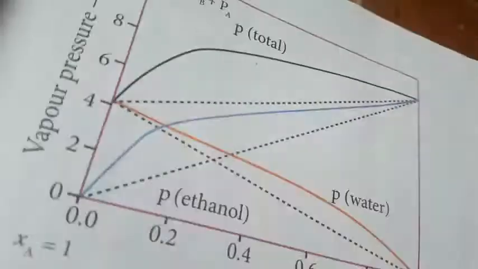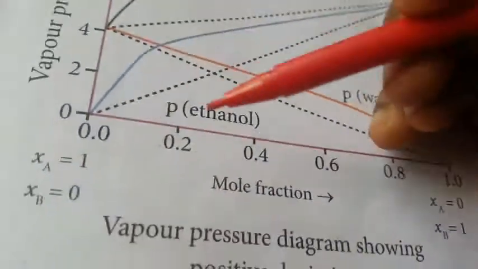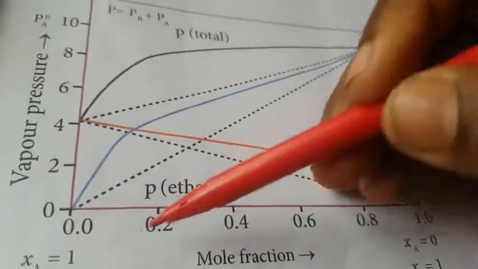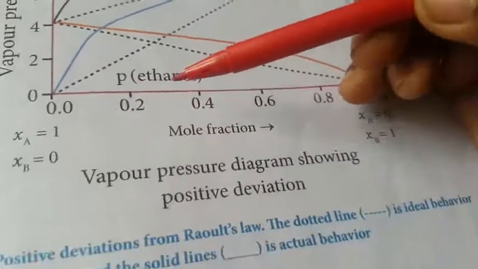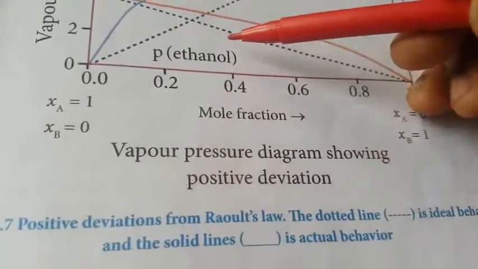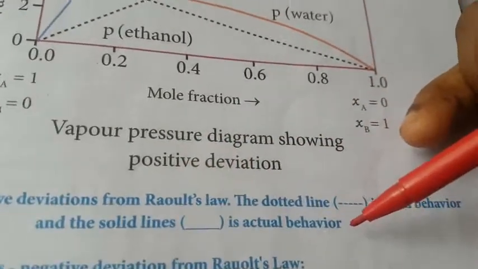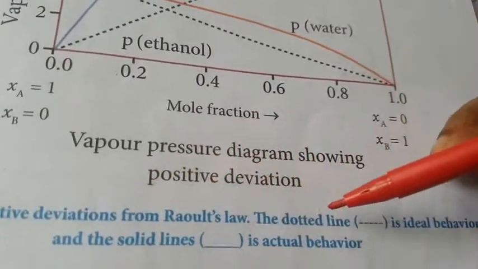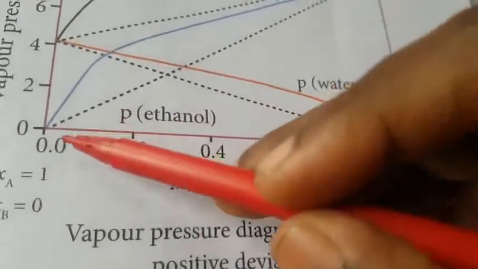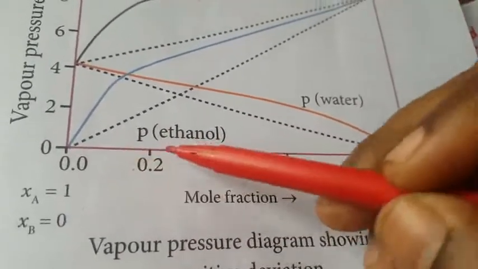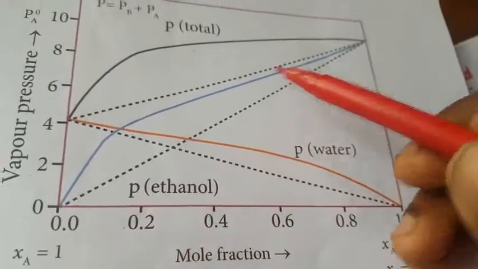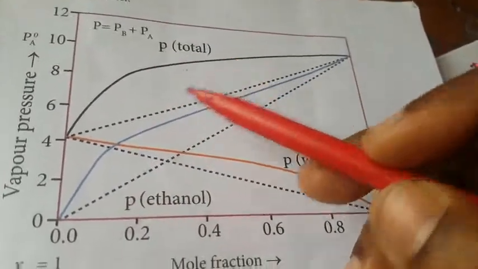Say for example here, this is the vapor pressure of ethanol and water, right? So this is the dotted line. Here in the positive deviation, the dotted line is the ideal behavior and the solid lines are the actual behavior. So the deviation from Raoult's law is the ideal behavior, the dotted line. So first one is ethanol, and the dotted line is for ethanol.